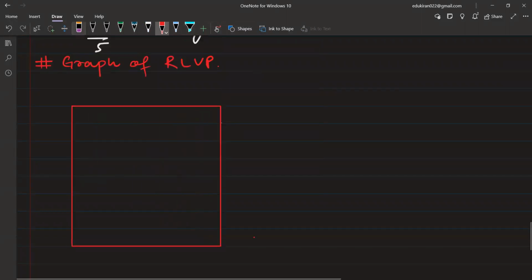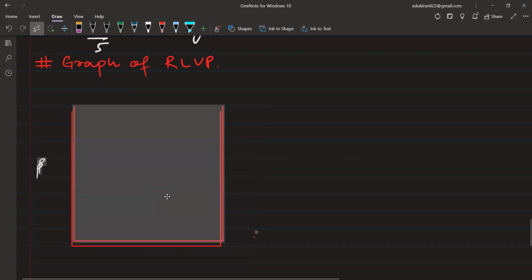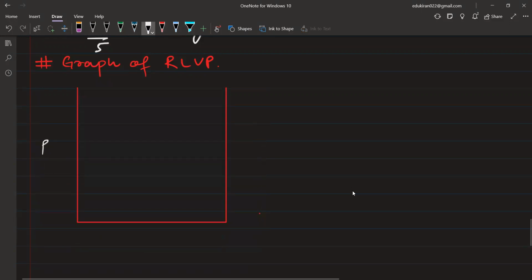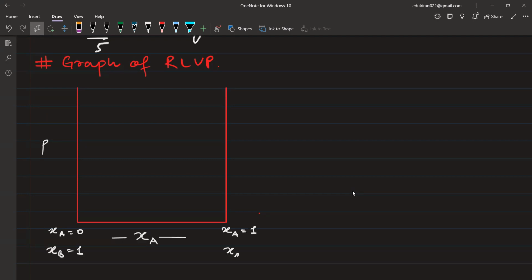First of all, look at the graph and then you will make it. So here we have pressure and in the x-axis we have the mole fraction of A. Okay, so mole fraction of A, here it is equal to zero. The mole fraction of A, here it is equal to one. So in this case, the chi B will be equal to one and here the chi B will be equal to zero.